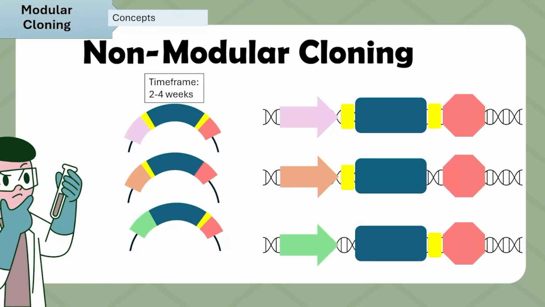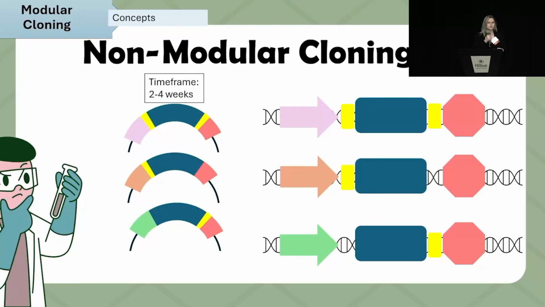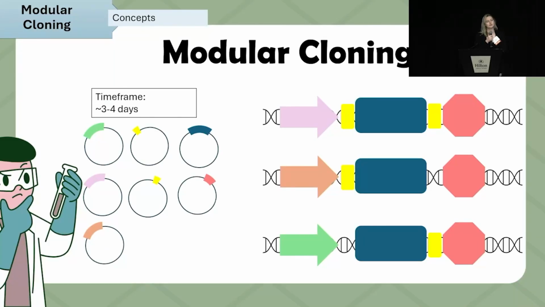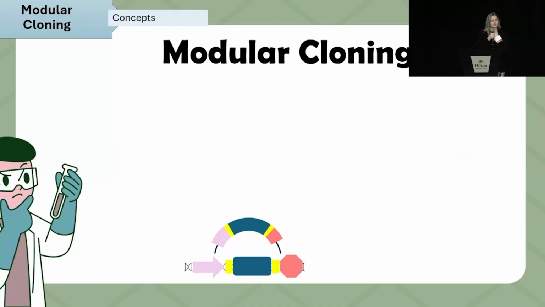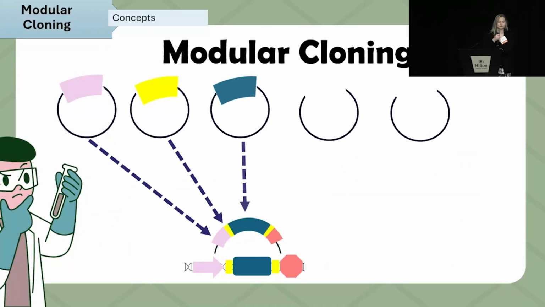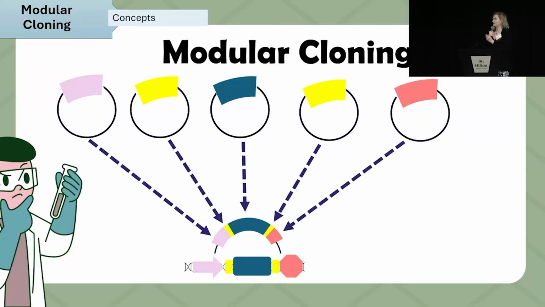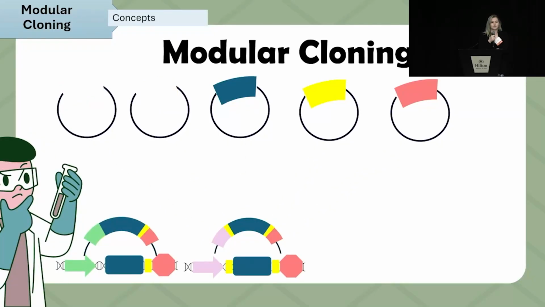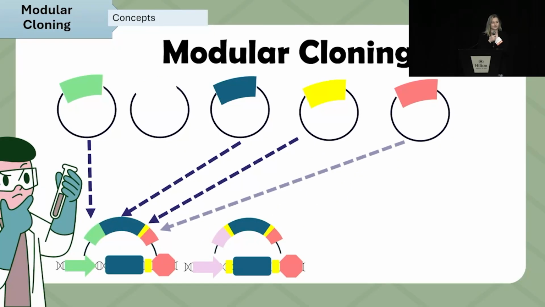So here are those 3 constructs again that I said would take about 2 to 4 weeks with non-modular cloning. Now let's see how that would look with modular cloning. It would take you about 3 to 4 days to make all the necessary components in your level zeros. And then once you have that library, you can just pick the ones that you need and assemble them into your level 1s. So the top is the level 0s at this point, and your bottom is the level 1s. And you can just pick different parts of your library to create all those different constructs.